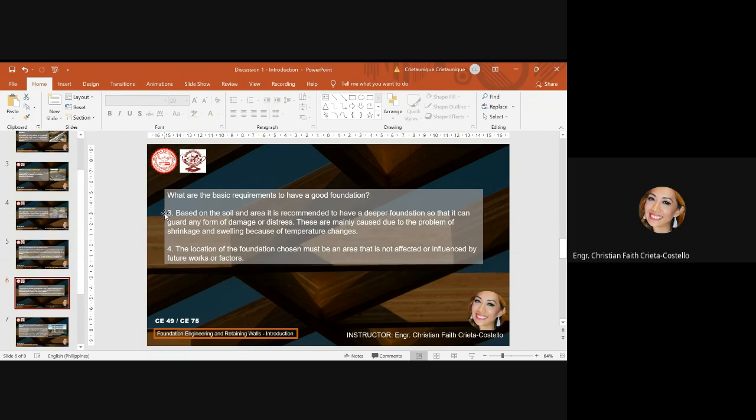Third is based on the soil and area. It is recommended to have a deeper foundation so that it can guard any form of damage or distress. These are mainly caused due to the problem of shrinkage and swelling because of temperature changes. So that is why before you build your structure, you need to have a soil test on the area where your structure will be located.